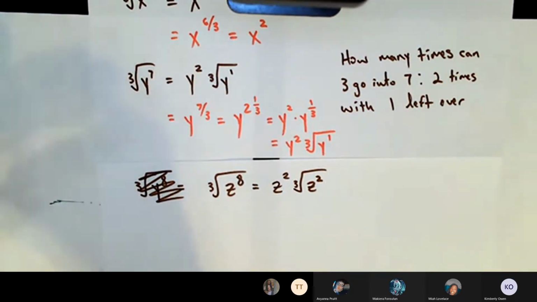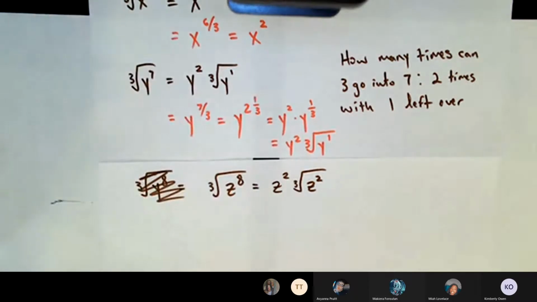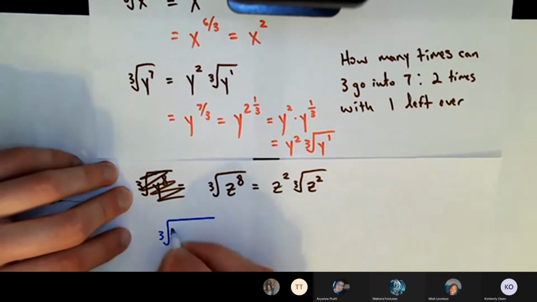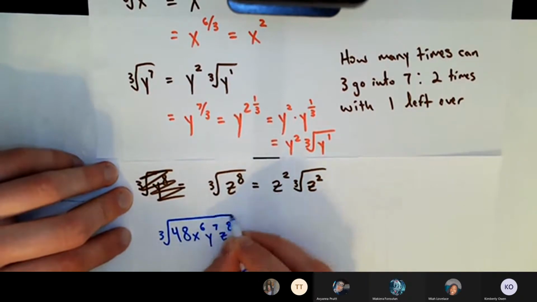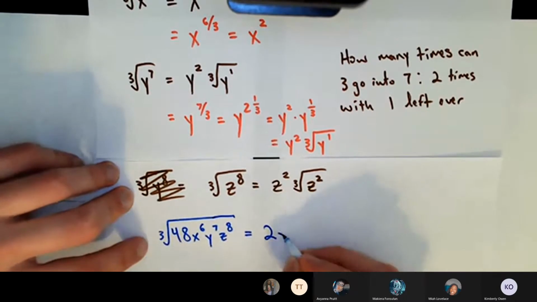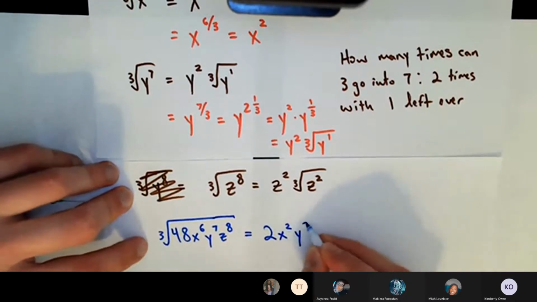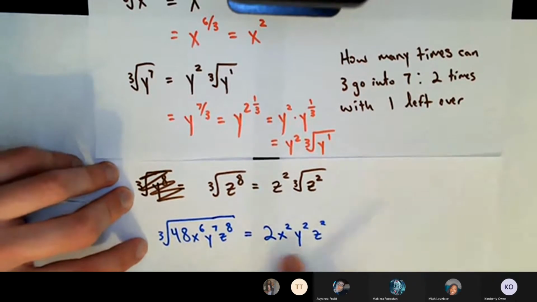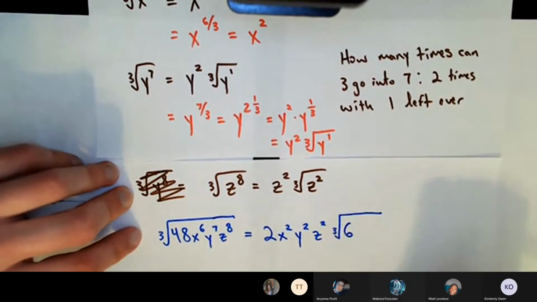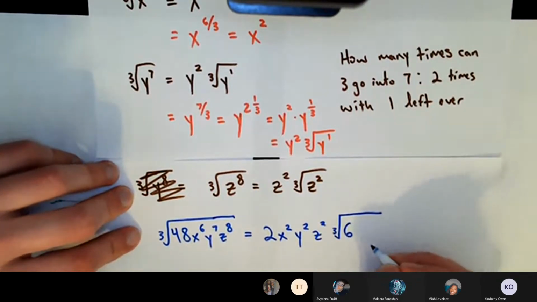And now to put everything together, I'll put all the numbers and letters that are on the outside of the radical together. Well, first let me write the whole problem again. From the 48, we had a 2 on the outside. From the x to the 6, we had that x squared coming outside. We had a y squared on the outside, and we had a z squared on the outside. That's all the stuff that came out of the radical, squished together there. Now here comes the rest of the radical. We had a 6 left under there. We had no x's left under there. We had a single y, and we had a z squared left under.